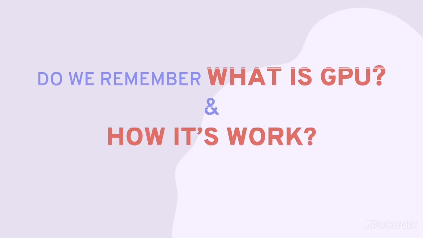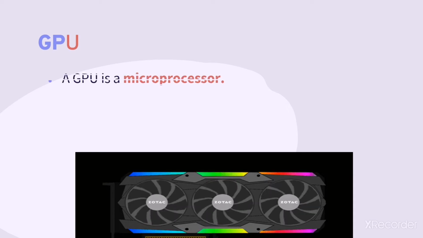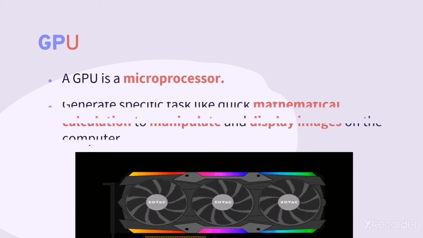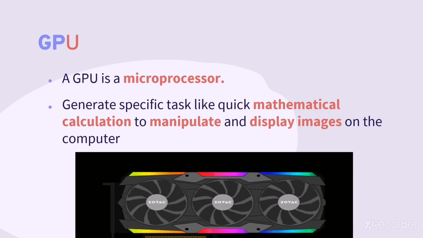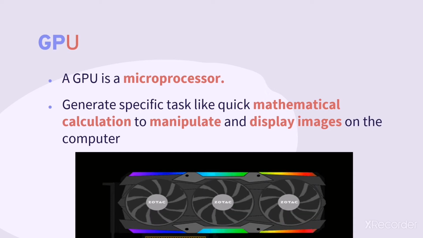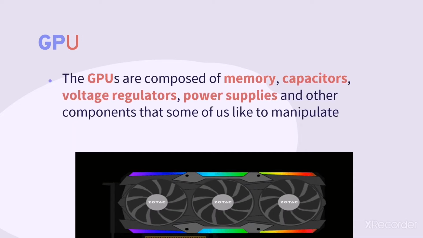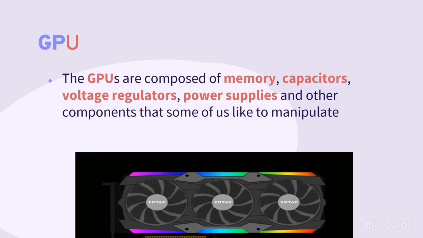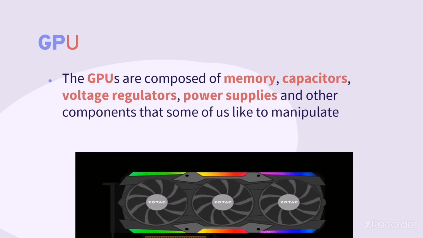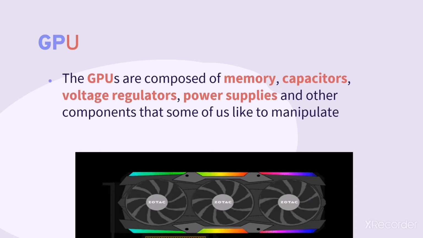Now, do we remember what is a GPU and how it works? A GPU is a microprocessor. It does specific tasks like quick mathematical calculation to manipulate and display the images on the computer. GPUs are composed of memory, capacitors, voltage regulators, power supplies and other components that some of us like to manipulate. A GPU has everything needed to be programmable.